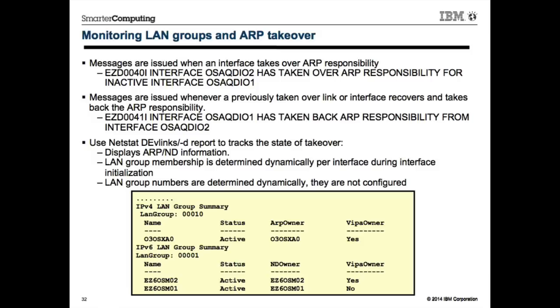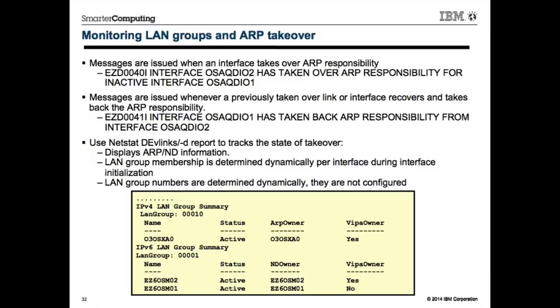Also, netstat devlink will track the state. If you look at netstat devlink, it displays ARP information and neighbor discovery information. It also lists the LAN groups. So it shows you, for example, LAN group 0010 has only one OSA in it, so it owns the VIPA. That's not much of a group. But LAN group 00001 has two OSAs in it, and EZ60SM02 is the VIPA owner, which means the VIPAs in the same subnet are responded to by that OSA. So there's some pretty powerful capabilities there.